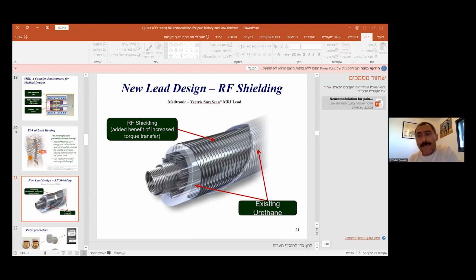Some years ago, Medtronic company and Boston Scientific company introduced a new kind of electrode with a so-called Faraday sheath on the outside of the electrode that can spread the temperature along the electrode and not cause heating at the point of the contact, and not cause damage to the spine or surrounding tissue.